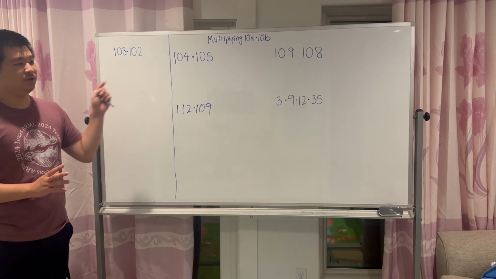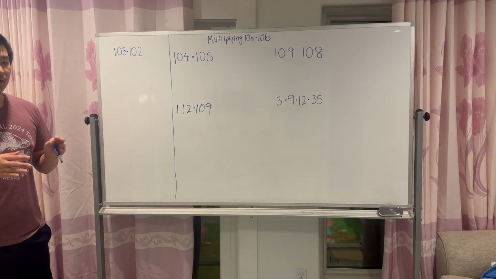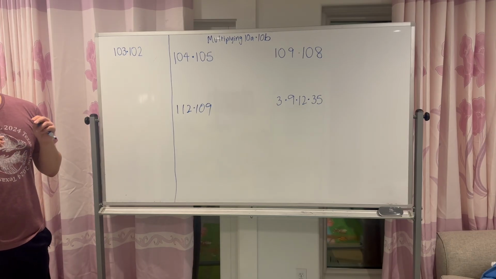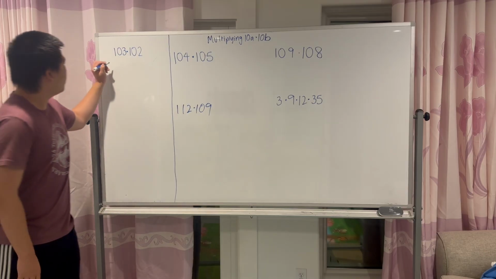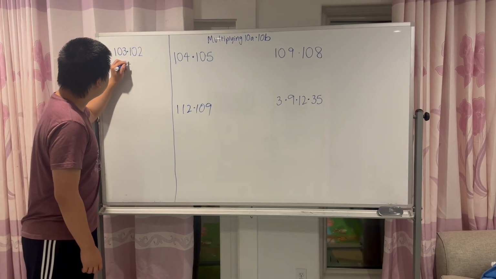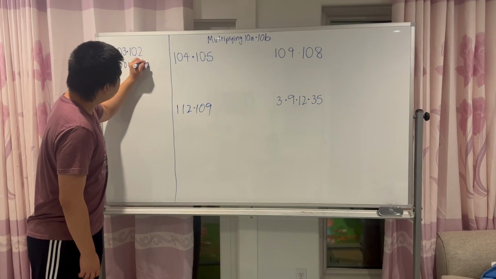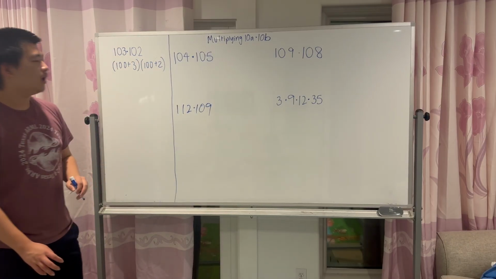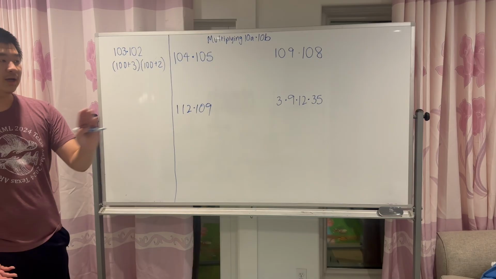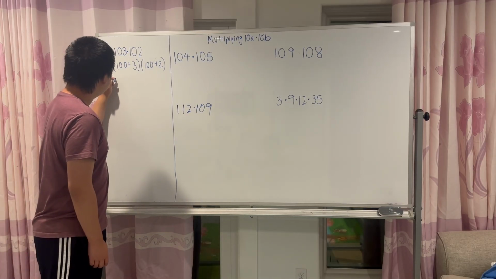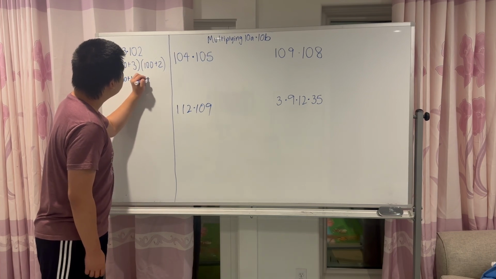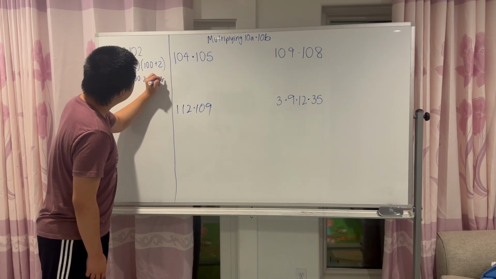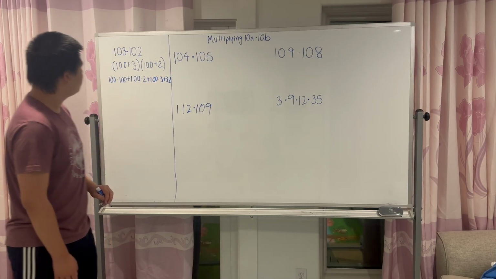103 times 102. Once again, like almost every other trick we learn in number sense, it's going to start with FOIL. And here, we FOIL using the fact that these are numbers that are very close to 100. So we'll write 100 plus 3 times 100 plus 2. And now when we FOIL it out, first, outer, inner, last, we're going to do 100 times 100 plus 100 times 2 plus 100 times 3 plus 3 times 2.